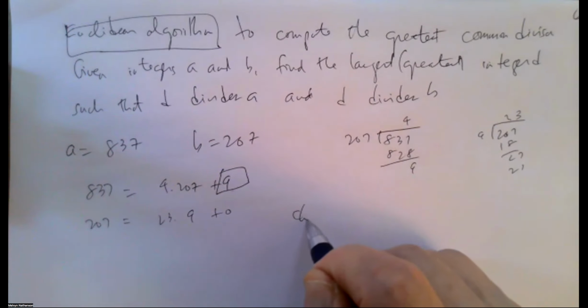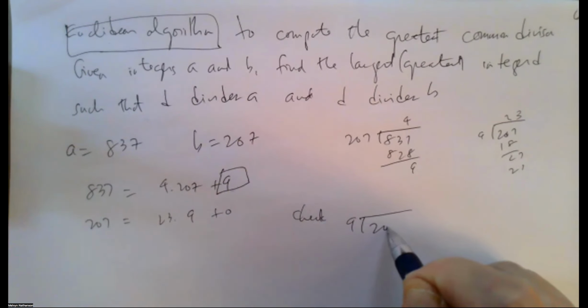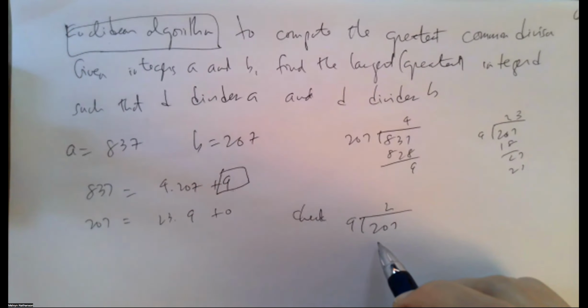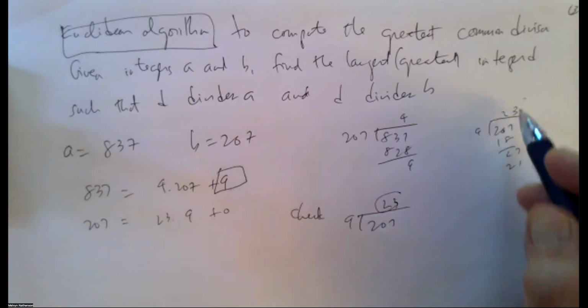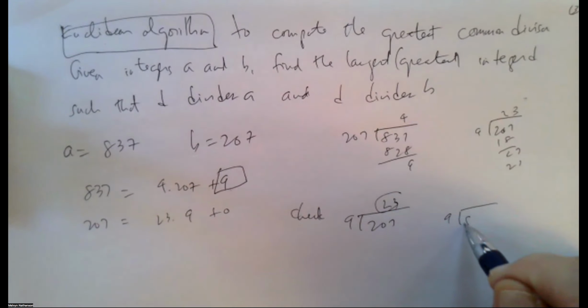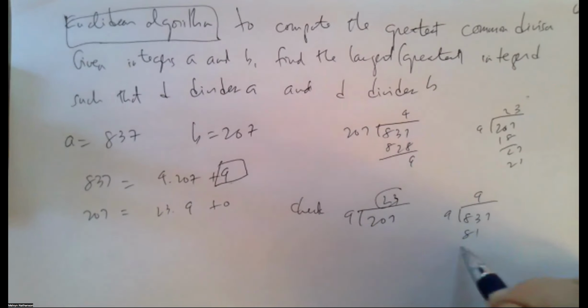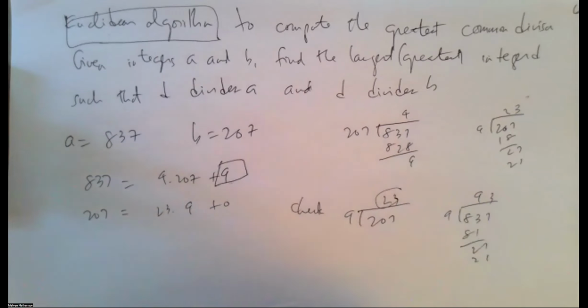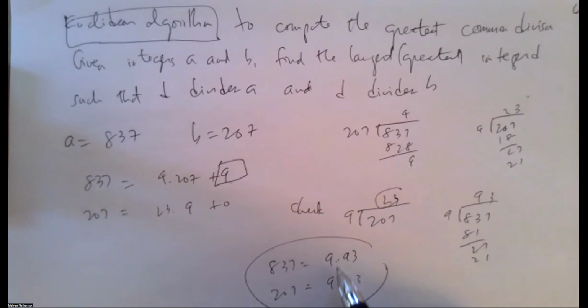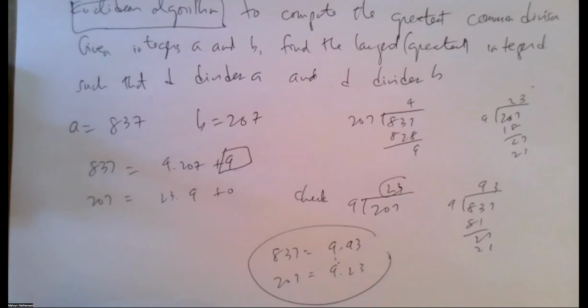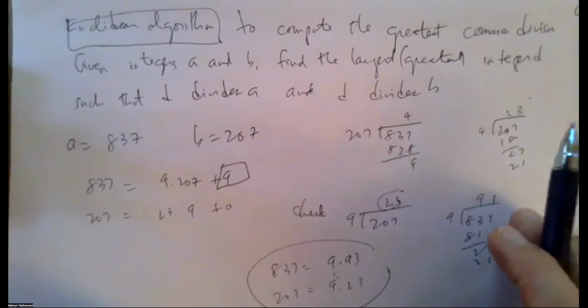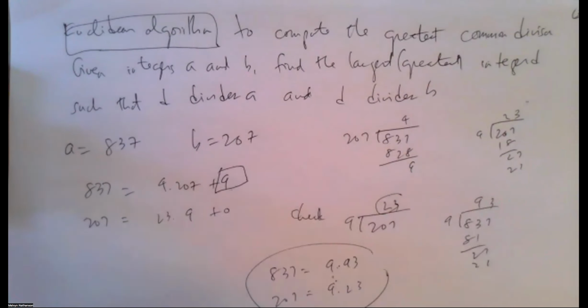Let's just check. 9 into 207, what we just saw, that goes 23 times. 9 into 837: 9 nines are 81, 27, 3. All right. So 837 is 9 times 93, and 207 is 9 times 23, and the GCD, the greatest common divisor, is 9. Usually it takes more than 2 steps to get the answer. This happened to work out easily. But I didn't pick the numbers, so I'm not responsible.